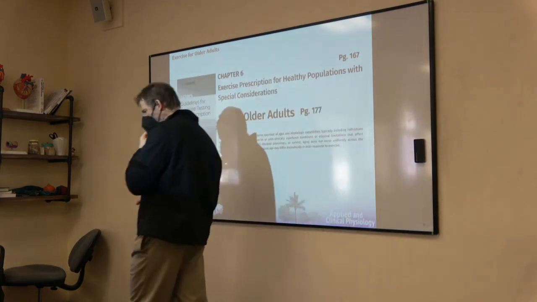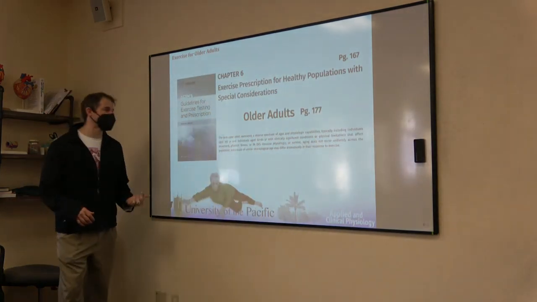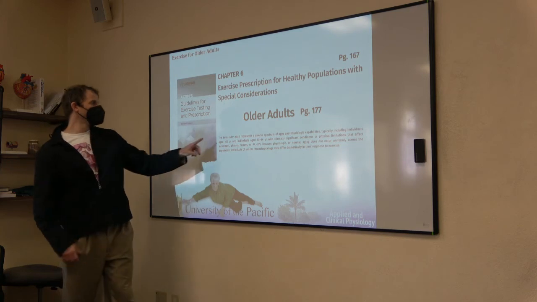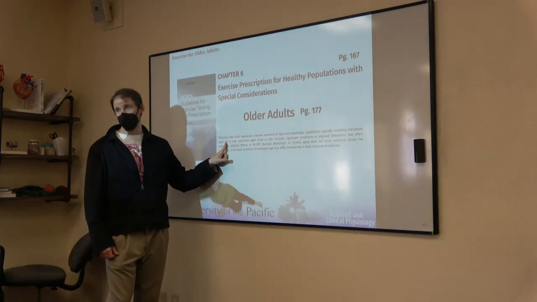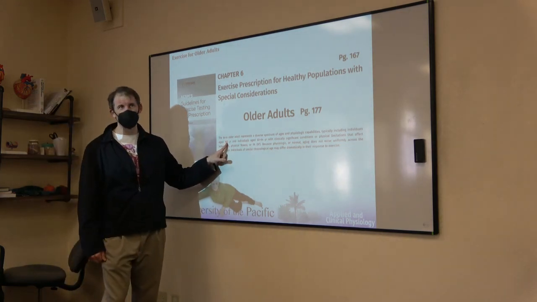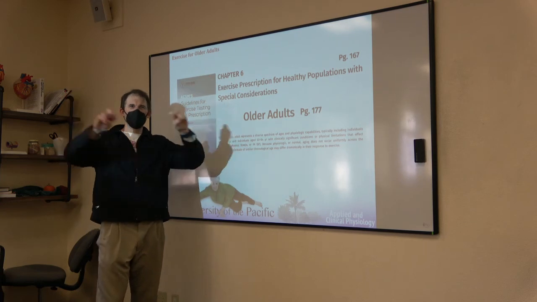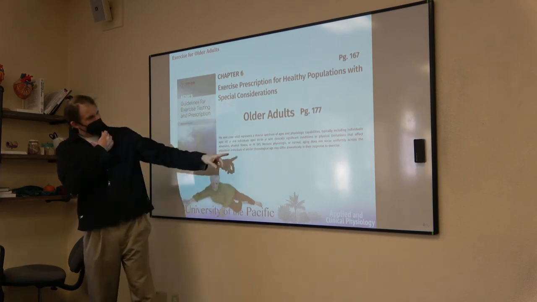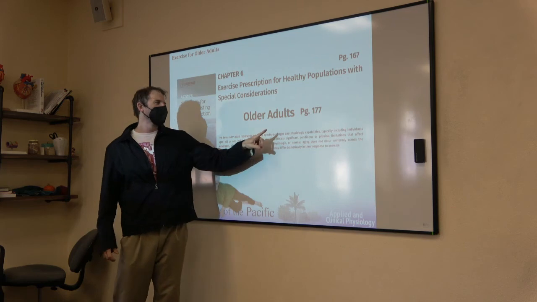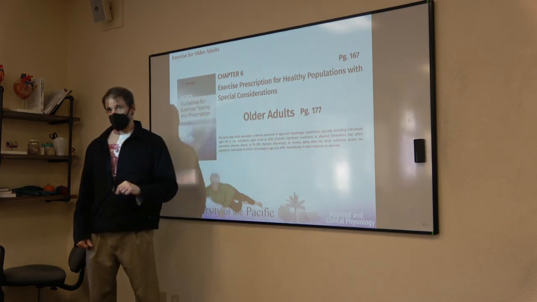So there's a couple of different ways of looking at what an older adult actually is. Greater than or equal to age 65. You're an older adult, I don't care who you are, you're classified as an older adult. Ages 50 to 64 with clinically significant conditions.